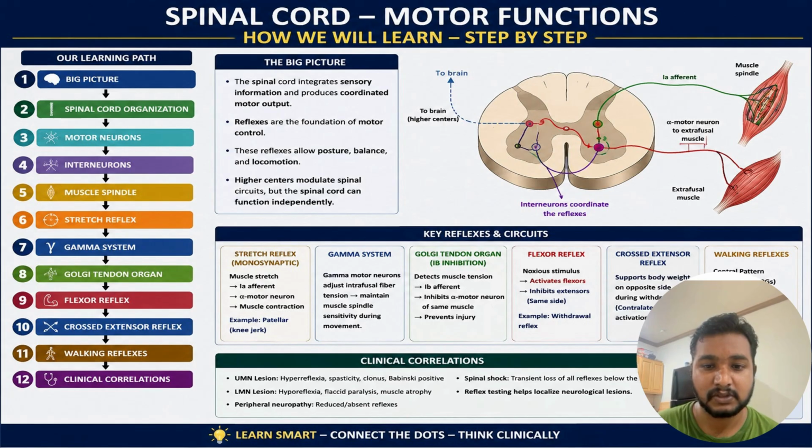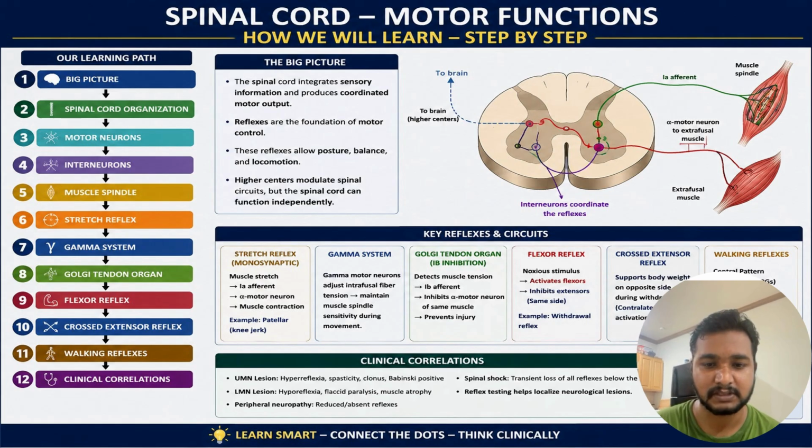Before we jump into physiology, let's quickly revise its embryology and anatomy. During early development, the brain and spinal cord are formed from a structure called the neural tube. The upper part of the neural tube develops into the brain, while the lower part becomes the spinal cord. Think of it like this. The brain is the CEO of the body, and the spinal cord is the main communication highway carrying information between the brain and the rest of the body.